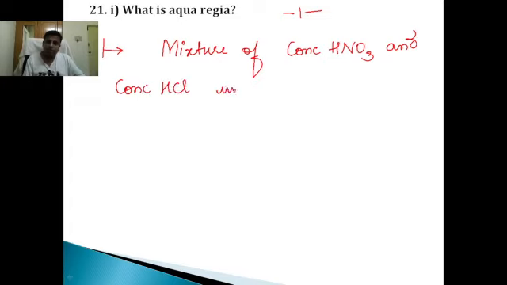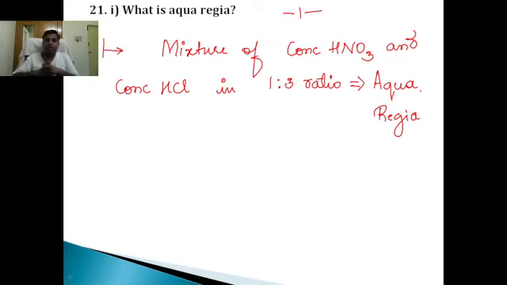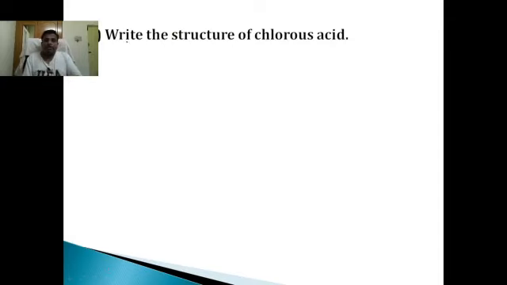In 1:3 ratio. This is called as what? Aqua regia. Is that correct? The mixture of concentrated nitric acid and concentrated HCl in 1:3 ratio is called as aqua regia. Very simple. 1 mark question. Next one. Write the structure of chlorous acid.